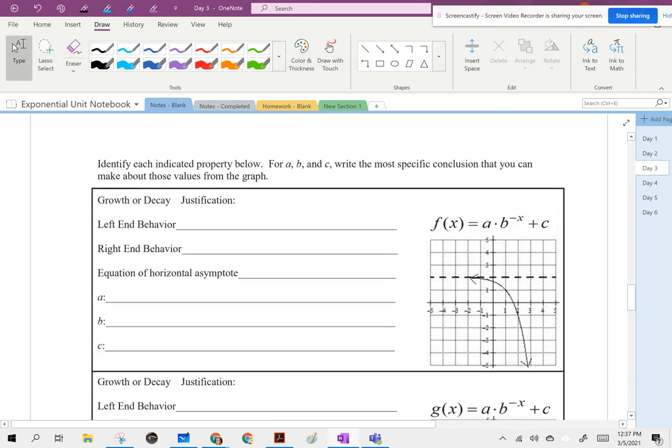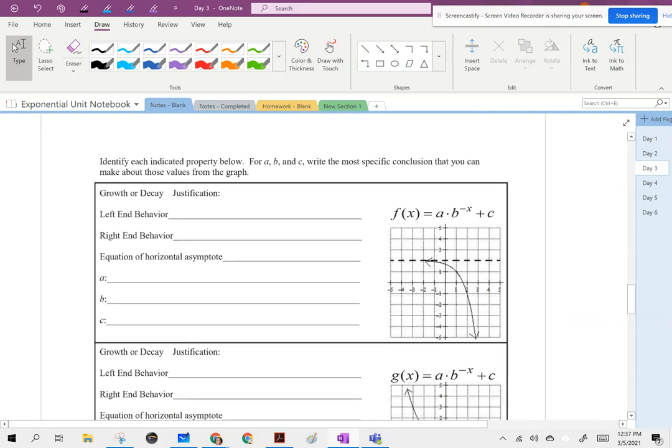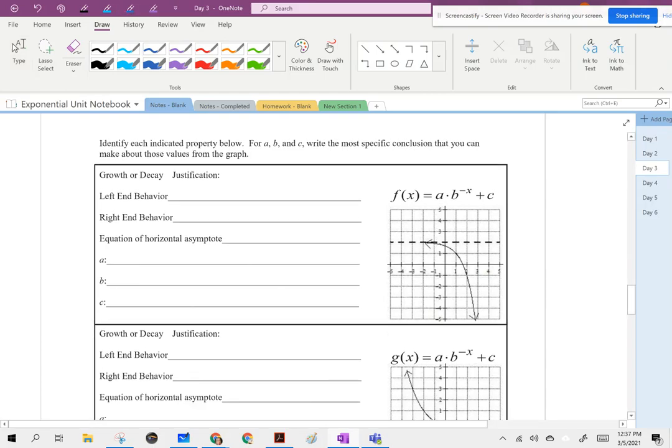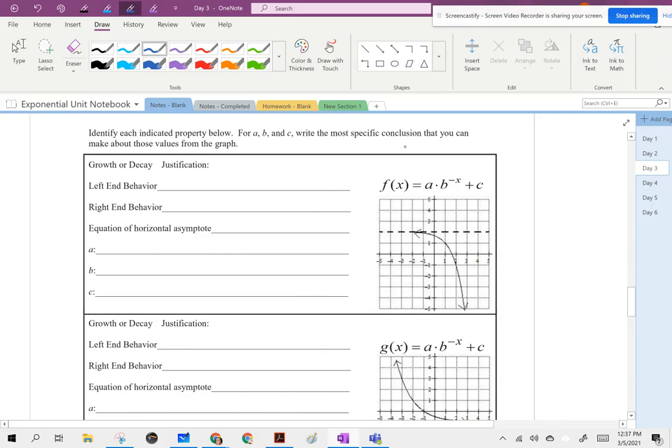So now let's take a look. Hopefully you guys can try and see this using your academic language and notation properly. It says identify each indicated property below. For A, B, and C, write the most specific conclusion that you can make about those values. When we read the graph from left to right, our y values are getting more negative, so it's decay. The justification is it's decreasing.